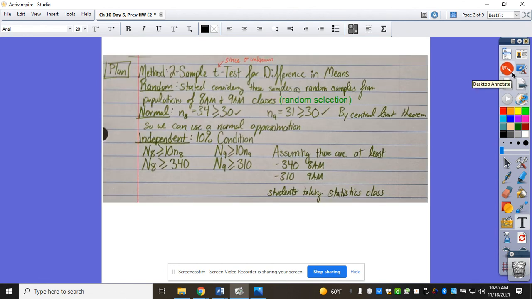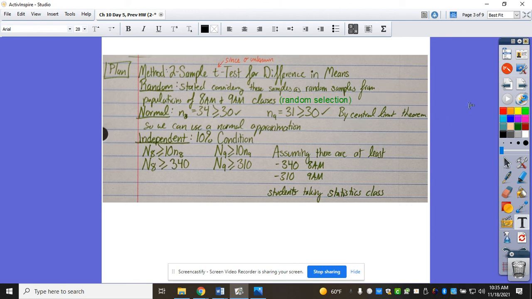This is a 2-sample t-test for difference in means. T because sigma is unknown. This is where the wording I thought was weird. It just stated it was a random sample from both the populations of 8 a.m. and 9 a.m. classes, and it didn't talk about statistics there. That's why I don't love the wording in this problem. But in general, you're still writing that random selection.